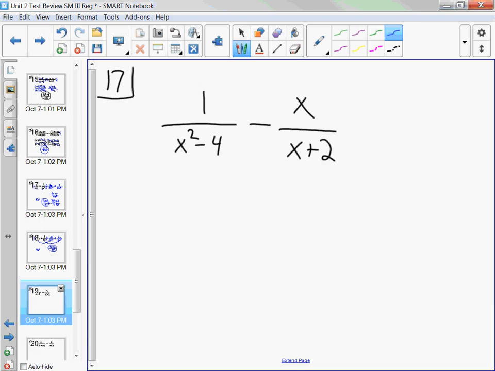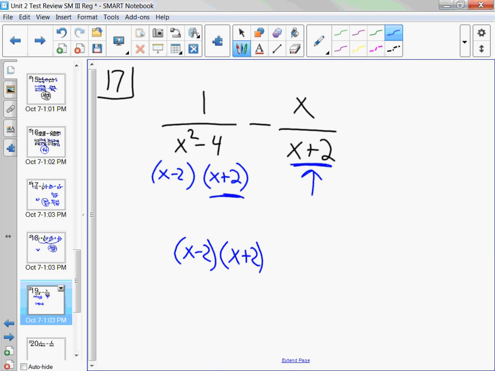Number 17, I'm subtracting these two rational expressions. First of all, I can see that this denominator over here factors to x minus 2 times x plus 2, once again a difference of 2 squares. And this denominator over here is just x plus 2. Well, my common denominator is going to be every factor I see in the denominator. I see an x minus 2, I see an x plus 2, and although this one has an x plus 2 and this one has an x plus 2, I only list it once, since it's only once in each fraction. So that is my common denominator, x minus 2 times x plus 2.